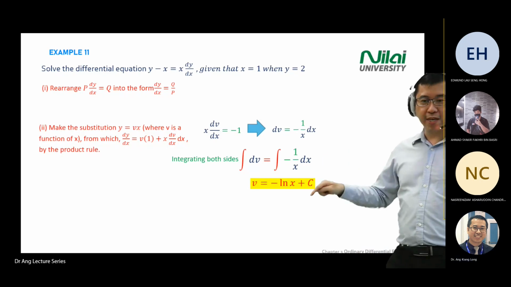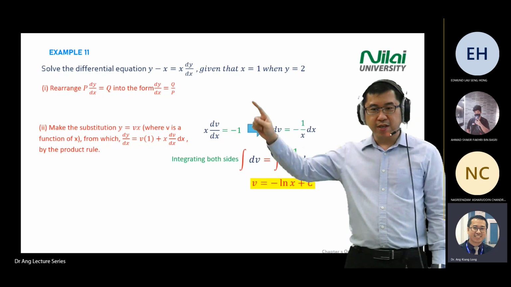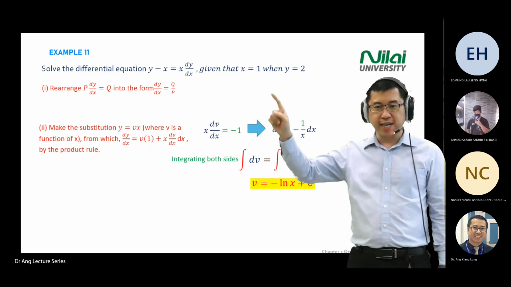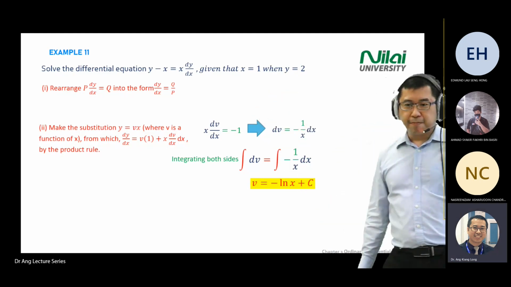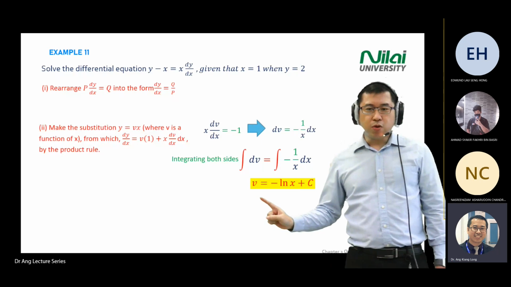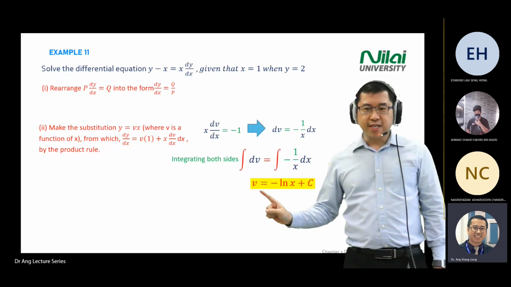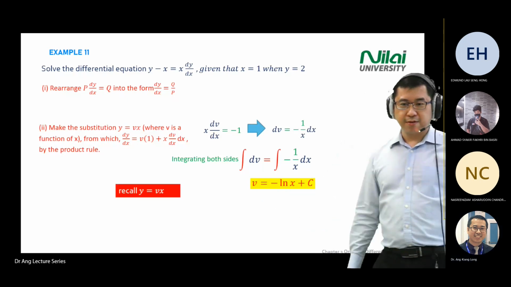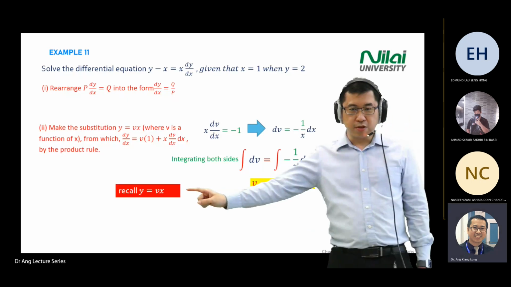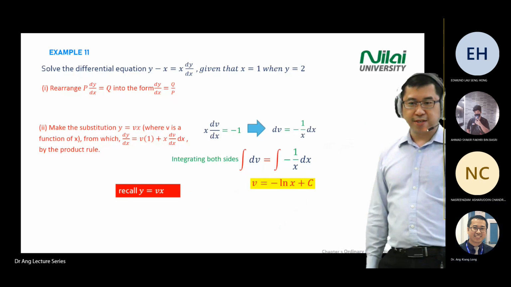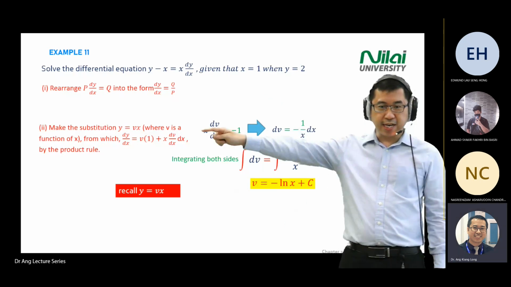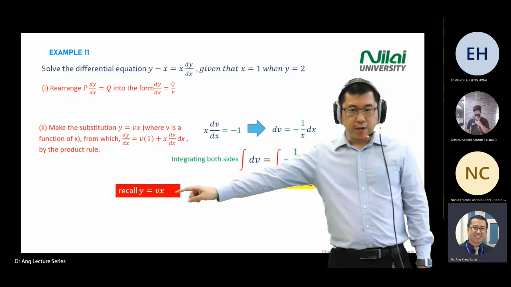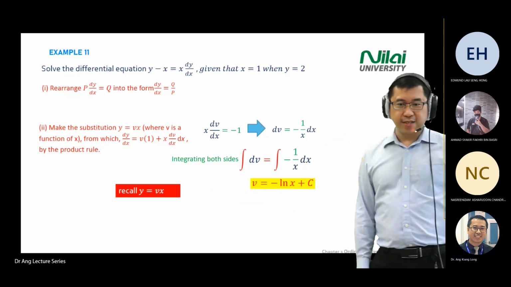Again, how to solve c? Always the same. Go back to the question. Go and find what is your x, what is your y. Substitute inside there. But you say, sir, Dr. Ang, I don't know where is x and y just now. But you still remember what is your v just now? You still remember what is your y you write just now? When you substitute in the second step, you are using y equal to vx.